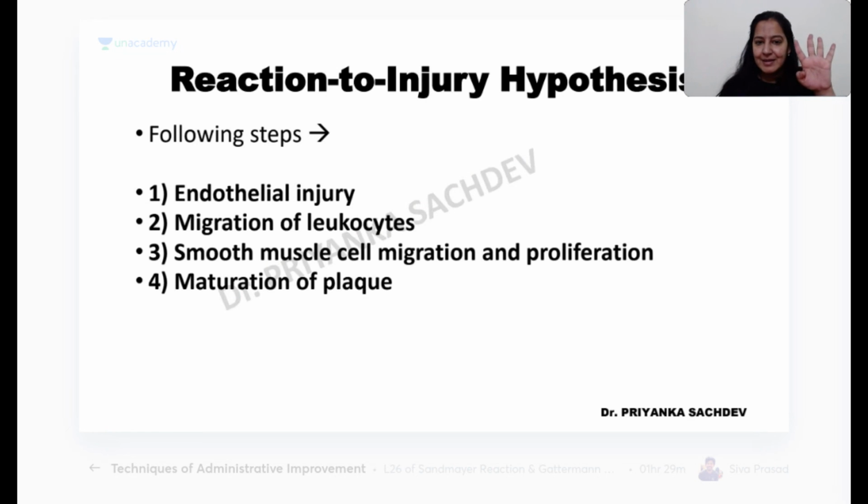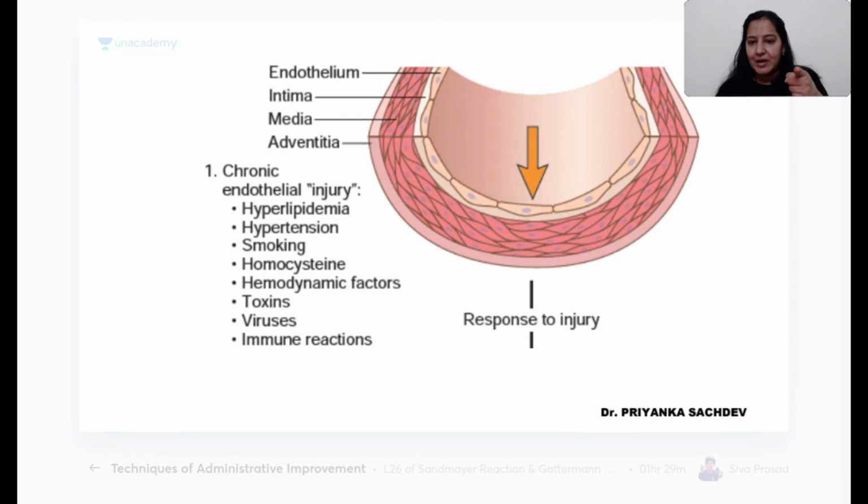So the 4 steps. Can anyone help me in revising the 4 steps? Yeah, fast. I don't have the time. I have already extended the class. Yes. The first step is endothelial injury. Can you see the endothelial injury? Say yes or no in this diagram. Endothelium is injured. So what is the response to injury?